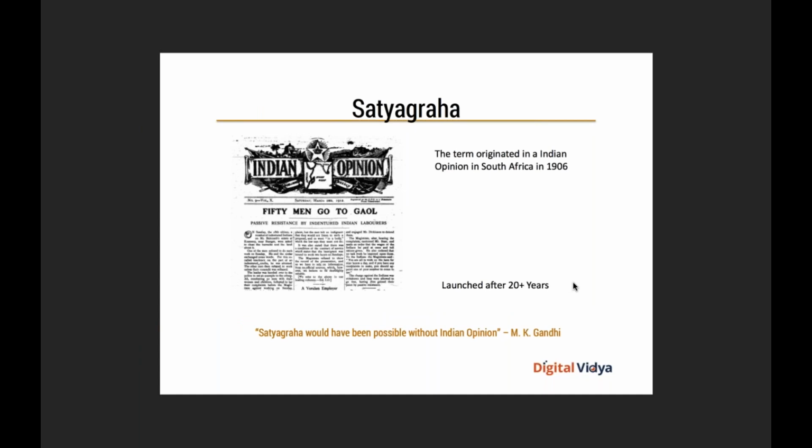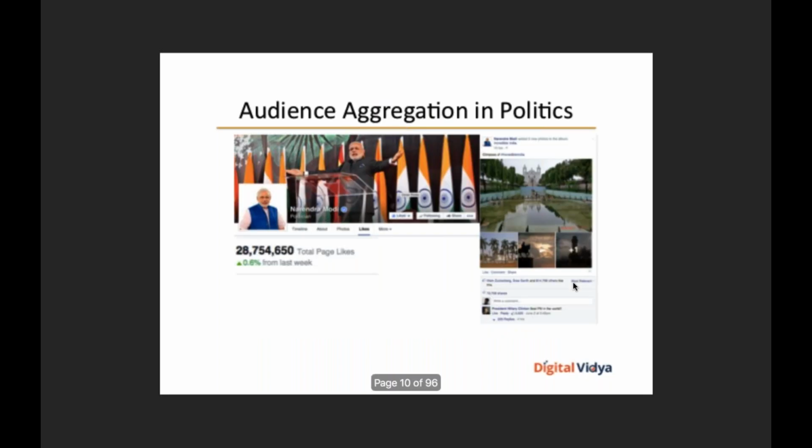Indian Opinion again, right? The term satyagraha actually originated in South Africa almost 20 years before it was introduced by Mahatma Gandhi in India. And it was the Indian Opinion newspaper back in South Africa that first spoke about satyagraha. That was a paper specifically targeted towards the Indian demographic bucket, and it did really well, and that's where the term satyagraha was introduced even before it came to India.